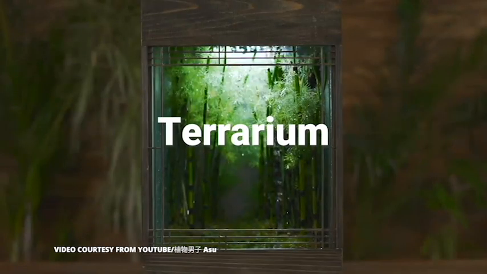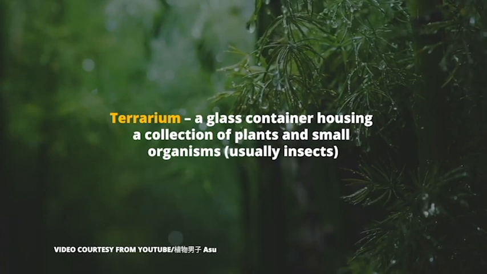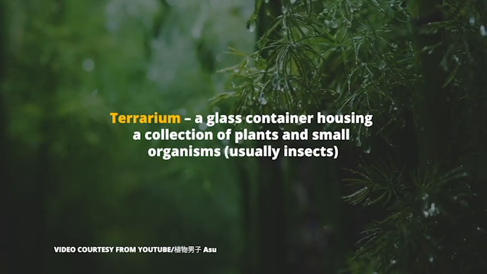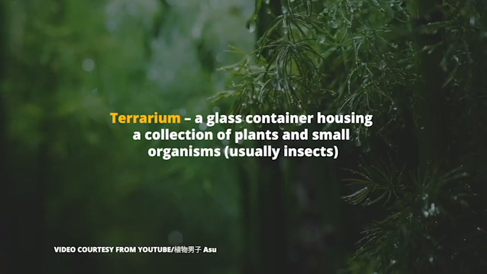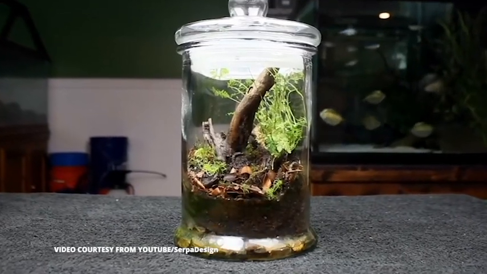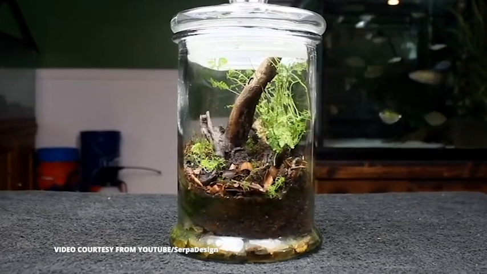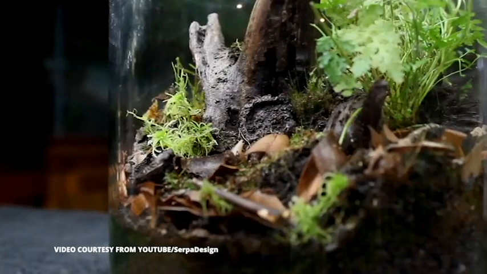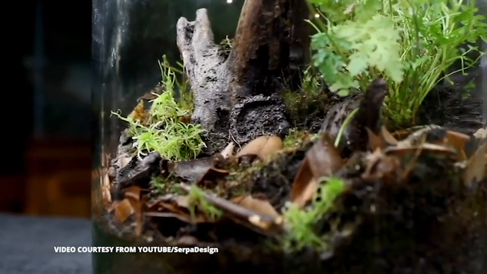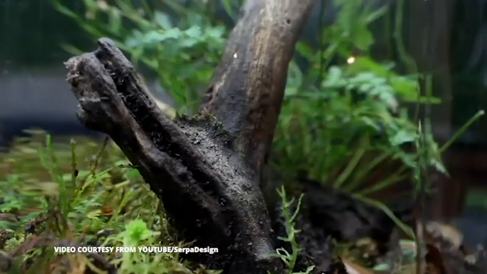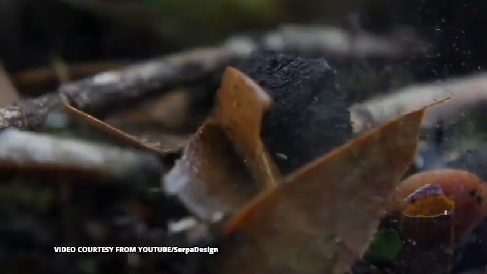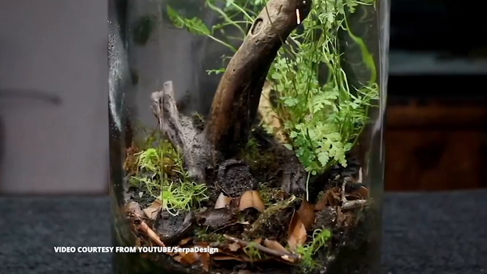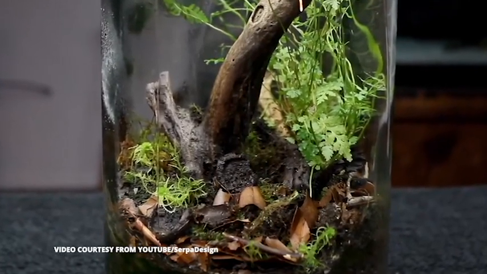Terrarium. A terrarium is usually a glass container that houses a collection of plants and small organisms, usually insects. These are displayed indoors and look like a small garden, a perfect representation of a terrestrial ecosystem. Biotic components in a terrarium include all the plants and insects or other small animals you put in one. The soil, rocks, and the container itself are the abiotic components.